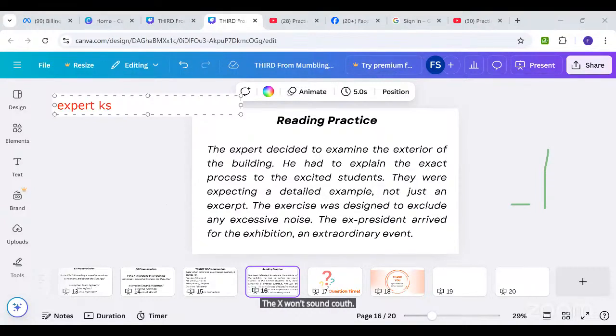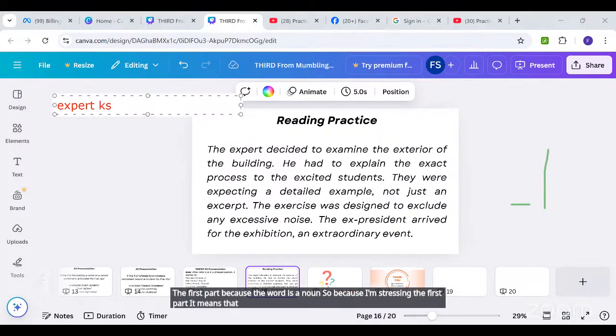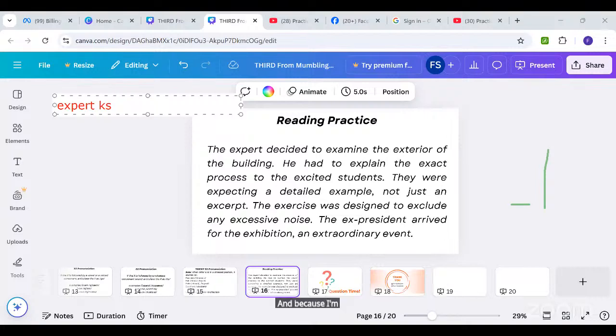So what happens to the E? This word, is it a noun? Is it a verb? Is it an adjective? What part of it am I stressing? I'm stressing the first part because the word is a noun. So because I'm stressing the first part, it means that I am stressing the E. And because I'm stressing the E, it means that the E should be sounded as E. Expert.